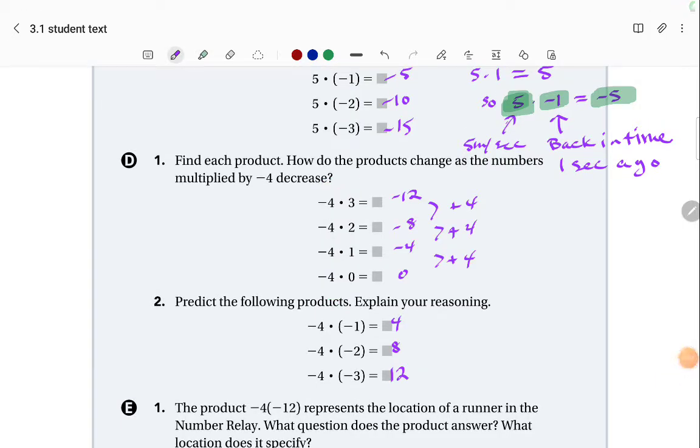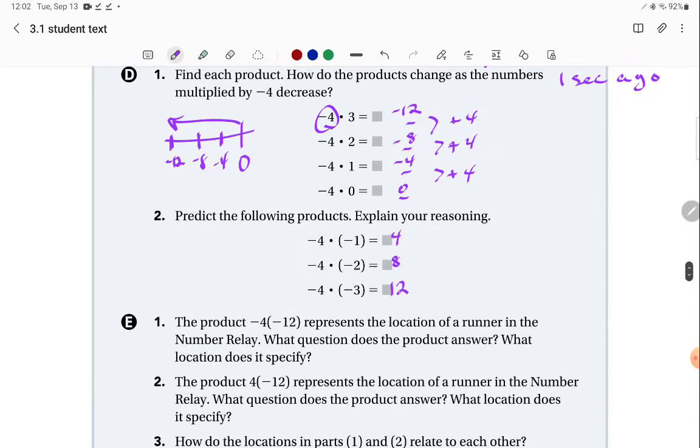Okay, on number 1, you should have -12, -8, -4, and 0 on those, because if you're running to the left at 4 meters per second for 3 seconds, so here's your number line, you're at 0, and every second you run 4 meters, so 4, 8, 12, and you're to the left, that's where you're at 3 seconds later, at -12, and you can think of all of these like that.